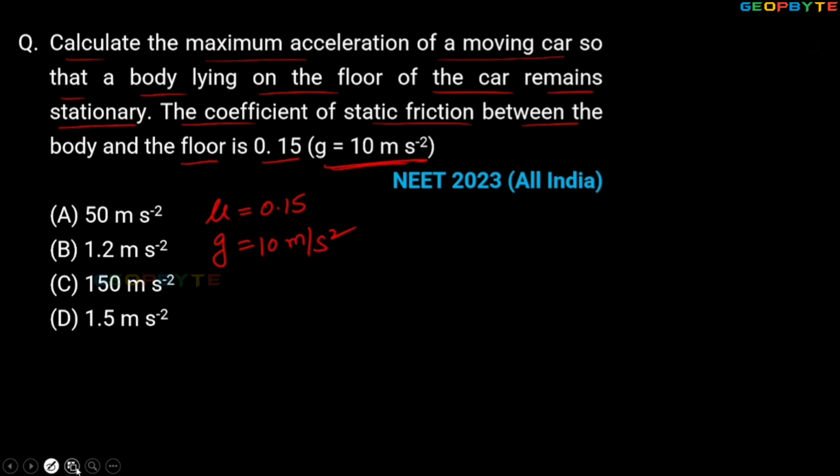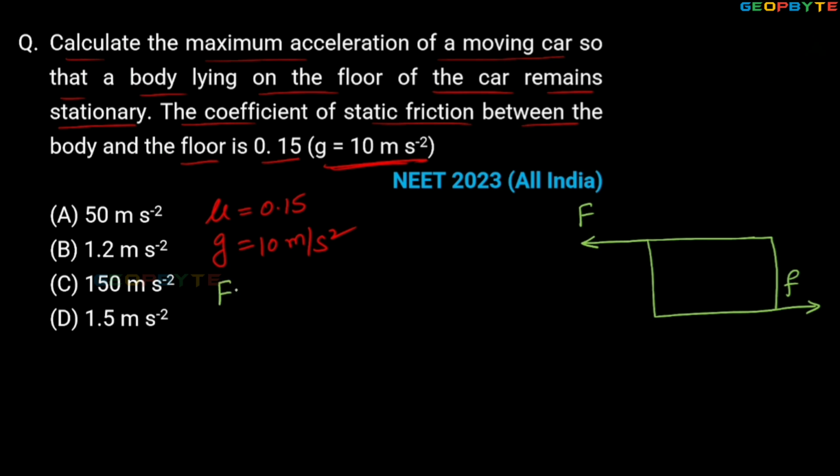For that, let me mark the body placed on the floor of the car. This is the body placed on the floor of the car. Now, the force may be acting on the body in this particular direction, but the frictional force is acting opposite to that external force. Then the body placed on the floor of the car remains stationary only when the external force is equal to the frictional force. But what is the frictional force?